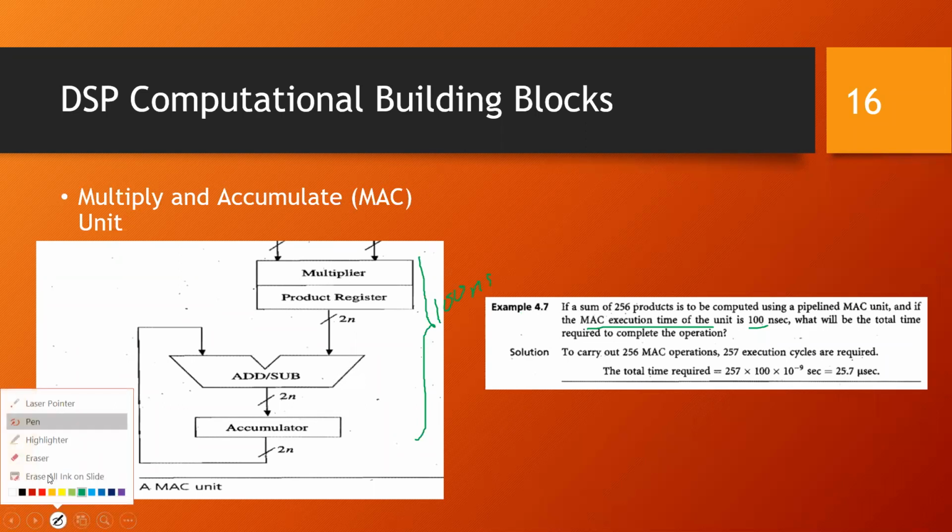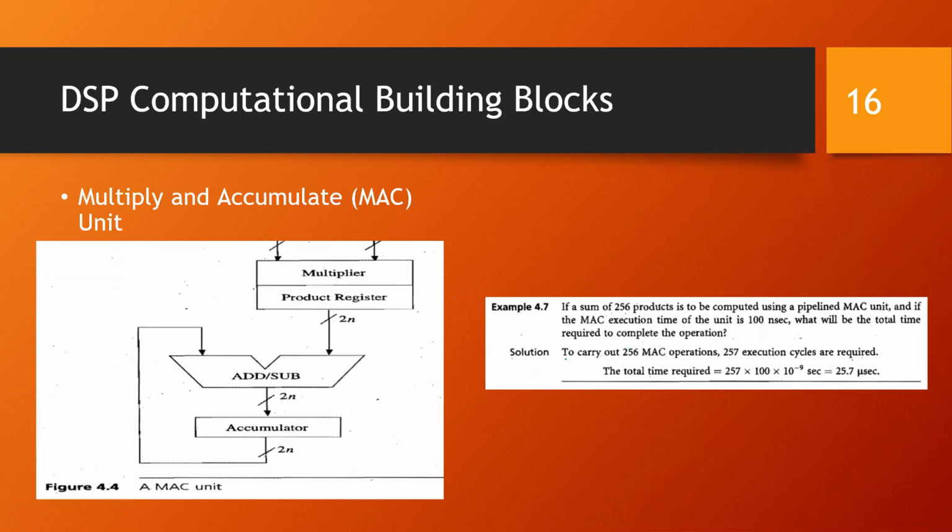Now to carry out these 256 MAC operations, it requires 257 execution cycles. Why is this one cycle extra? You are adding 256 numbers. For the first pair of numbers, to propagate and store, it will take 100 nanoseconds. By this moment, the next set of inputs will be available. This one is extra because I'll be having 0 initially, so it takes one extra cycle to execute.